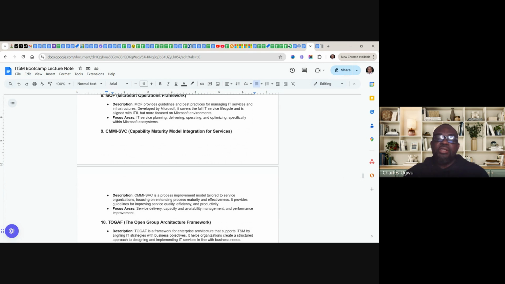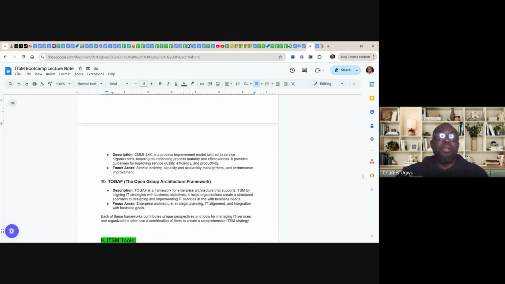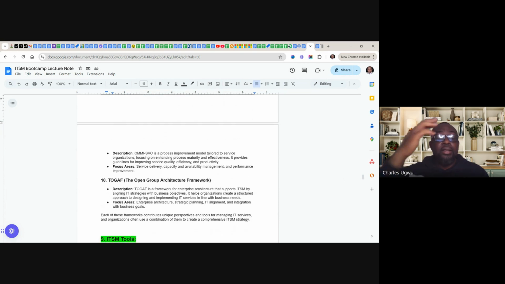This is a process improvement model tailored to service organizations, focusing on enhancing process maturity and effectiveness. It provides guidelines for improving service quality, efficiency, and productivity. It focuses on service delivery, capacity and availability management, and performance improvement. So, see, you have so many of them here.